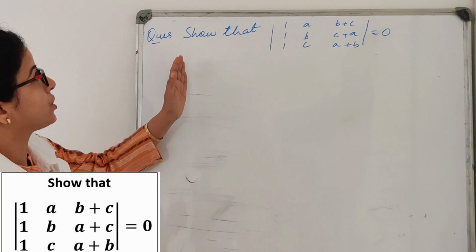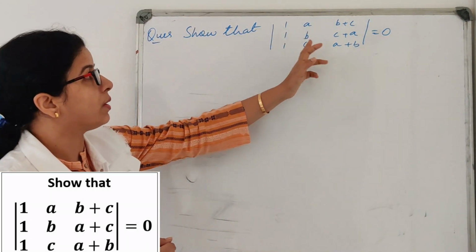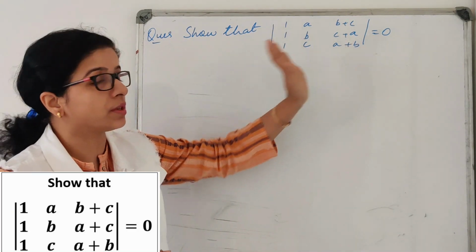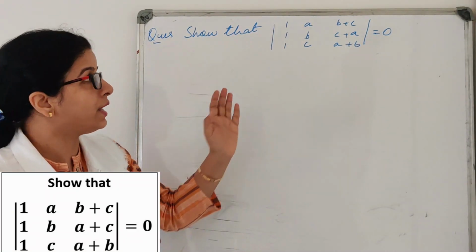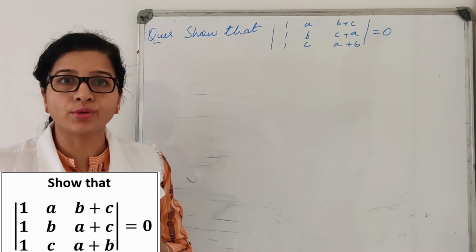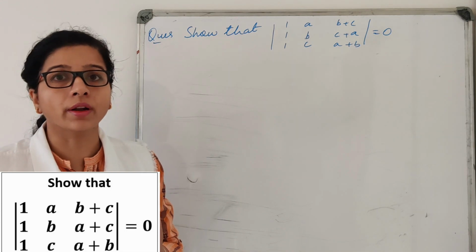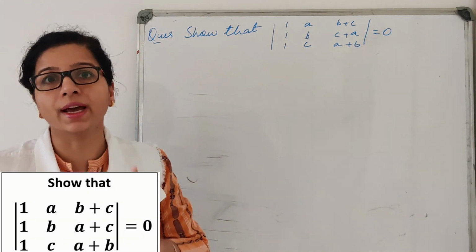So now my question is, show that the determinant with rows 1, a, b plus c; 1, b, c plus a; 1, c, a plus b is equal to 0. We can prove any determinant equal to 0 if we have either two columns or rows similar, or any row or column has all the elements 0.